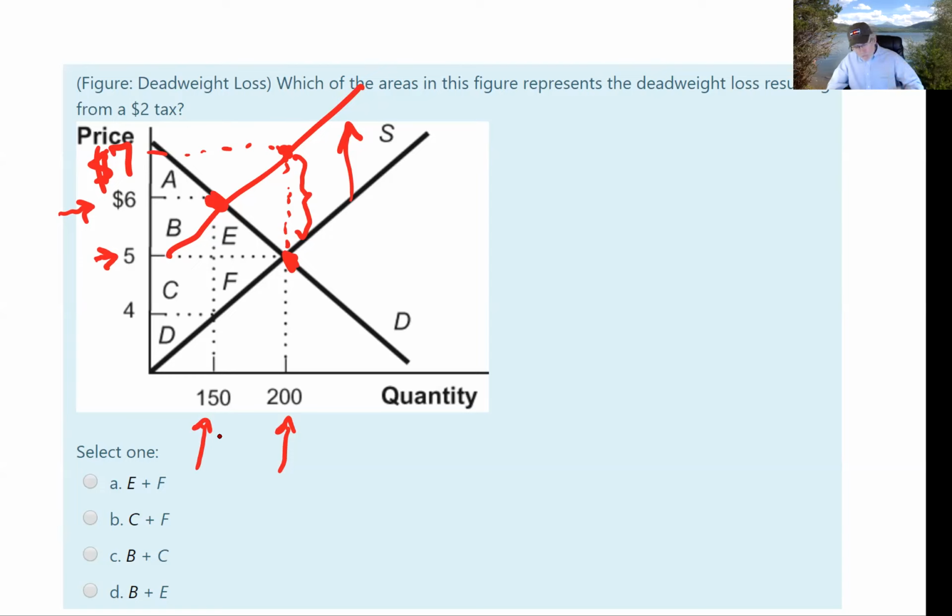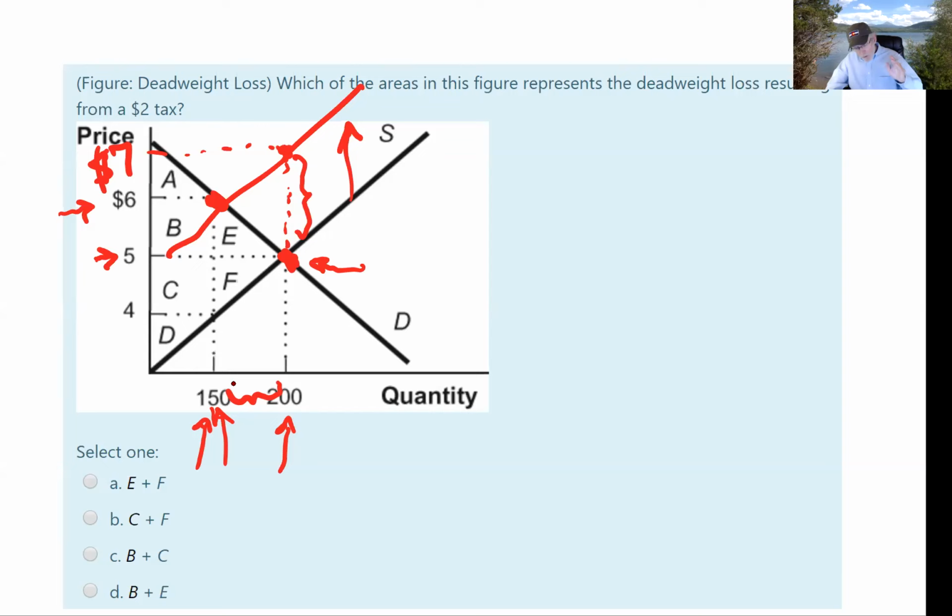Okay, we want to know, what is the deadweight loss resulting from this tax? Well, because of the tax, we have been moved back to 150. So the deadweight loss has to do with these last 50 units that are no longer going to be produced. The gain we could have gotten on those last 50, the consumer surplus and the producer surplus that we could have gotten, somebody could have enjoyed, we're going to lose that.